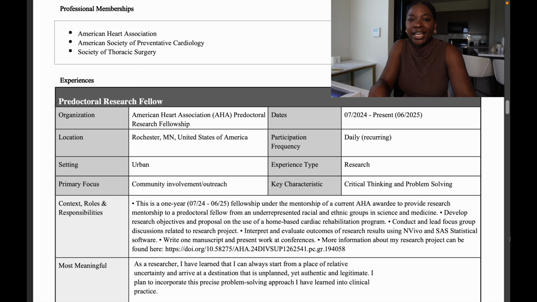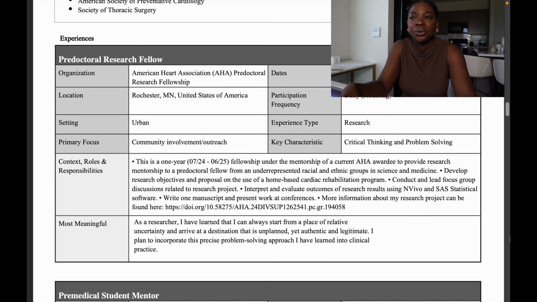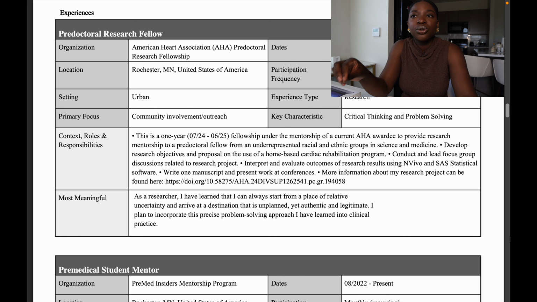The next part of the ERAS application is your experiences. And once again, for my year, they gave a limit of 10 experiences that you want to talk about and go into more. 10 experiences that you feel have shaped your trajectory in medical school. And out of the 10, you get to choose 3 where you write a little paragraph about why it's most meaningful. It's really a lot, so I'm just going to go over the 10 that I put down, and then we're going to go through one of my most meaningful so you get an idea.